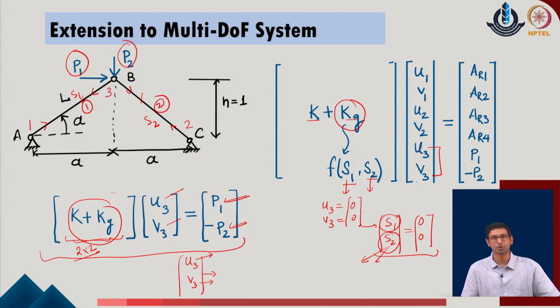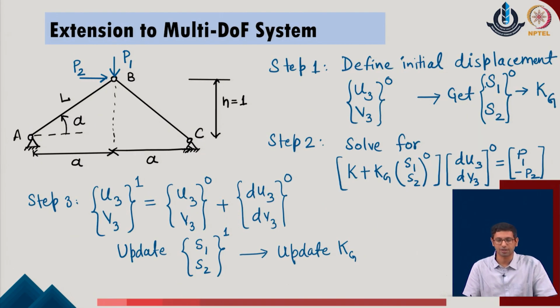So, to look at this process more in a broader manner, we come up with the first part. We go with step 1, we say define the u3 and v3, the initial values. Once the initial values are defined, say we take the values as 0 and 0, we get the initial values of S1 and S2. Based upon these values of S1 and S2, we define the K of G, which will come out now as a constant value of the stiffness matrix.